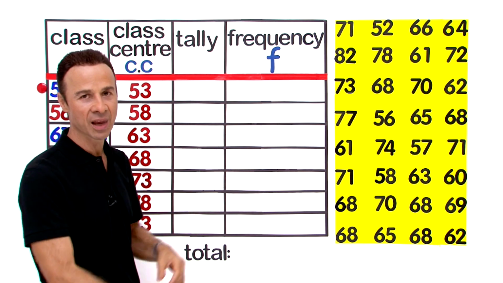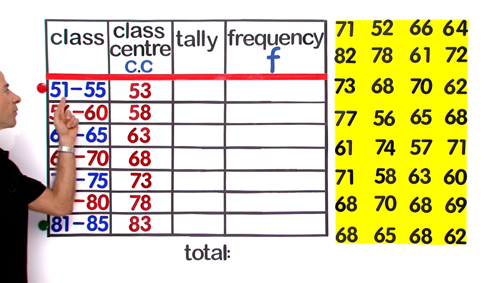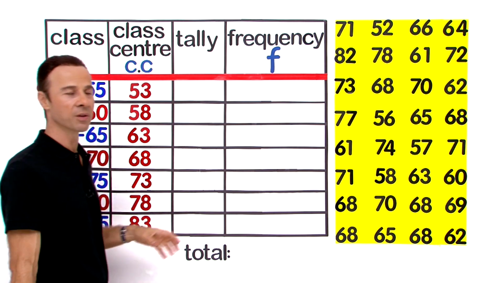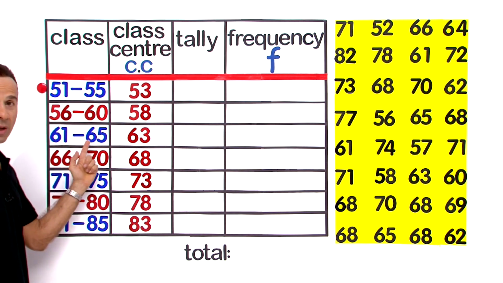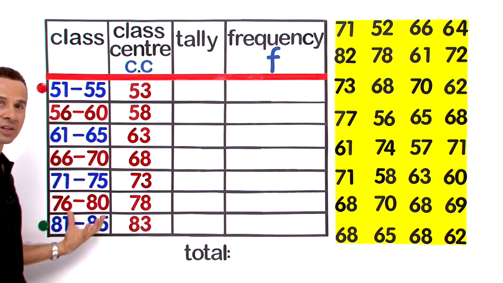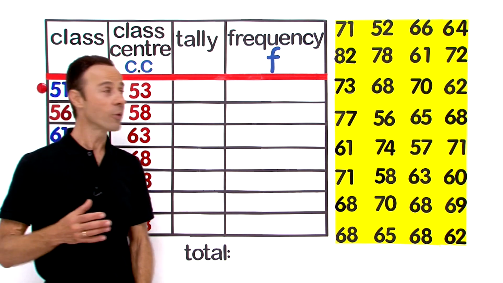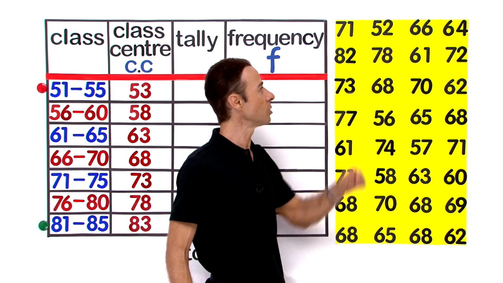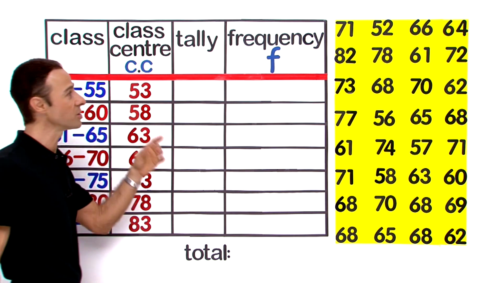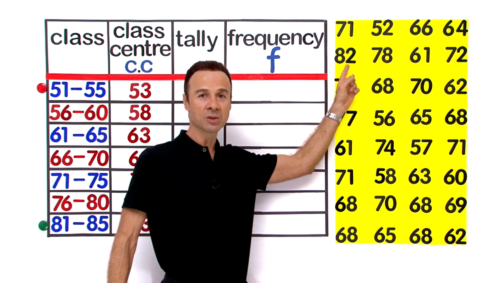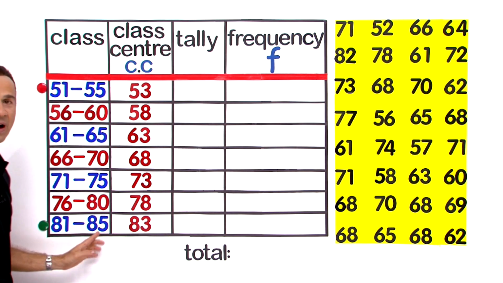So we're going to cluster them together and we're going to call them classes. So here they are, and the classes are 51 to 55, so all the weights that fall in there would come into here. 56 to 60, 61 to 65, and in ascending order all the way to 81 to 85 kilograms. Now the lowest score happens to be 52 right over there, and that fits snugly in the first class, which happens to be 51. That's how we chose it. And the highest score, 82, fits very snugly between 81 and 85. So it fits in there.